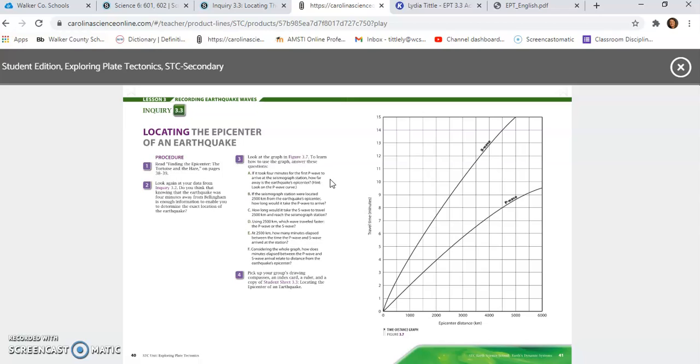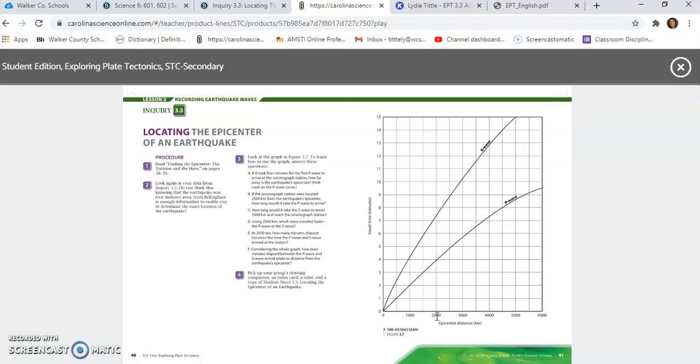All right, question A says, if it took 4 minutes for the first P wave to arrive at the seismograph station, how far away is the earthquake's epicenter? Our hint says look on the P wave curve. So if we look at the P wave curve, which is the bottom curve, and we go about 4 minutes, the time traveled 4 minutes, and we come across and find where it intersects the P wave line, we will see that the distance was 2,000 kilometers. So this means the epicenter is 2,000 kilometers away from the seismograph station.